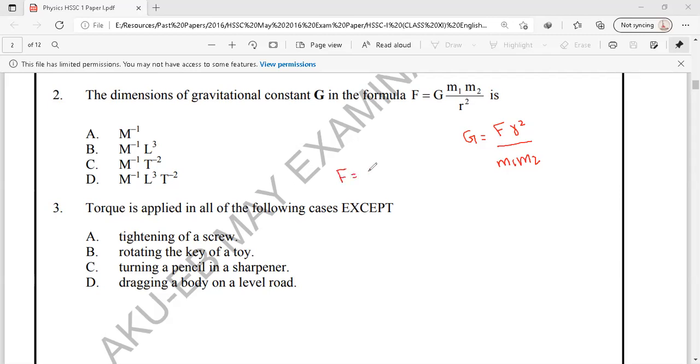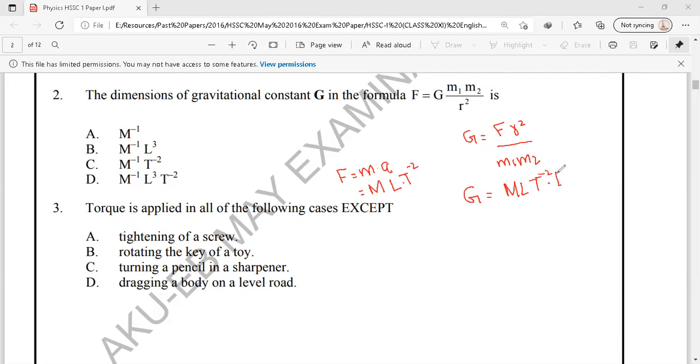So the formula of force is mass times acceleration. The dimension of mass is M, while for acceleration it is LT minus 2. So let's substitute the dimension of force in this formula. The force will become MLT minus 2.